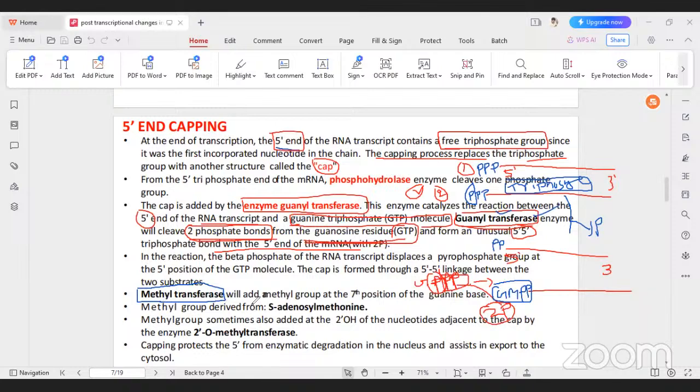The methyl transferase enzyme will add the methyl group at the seventh position of guanosine base. The methyl group varied from the adenosine. It is not important. So remember one thing: the methyl group is added at the seventh position of guanosine. This is the guanosine structure, like this.